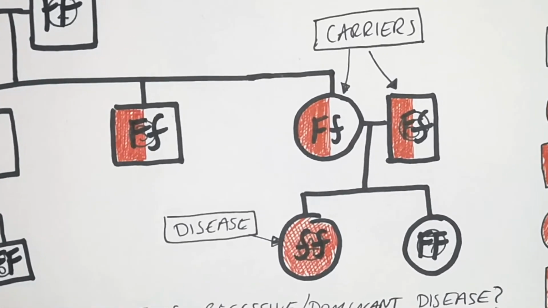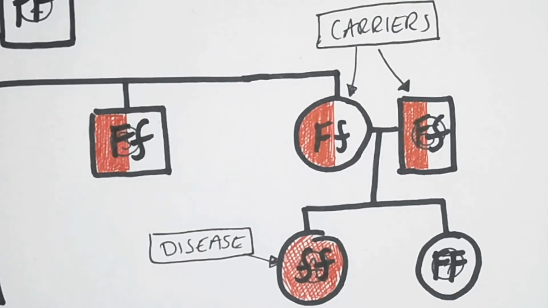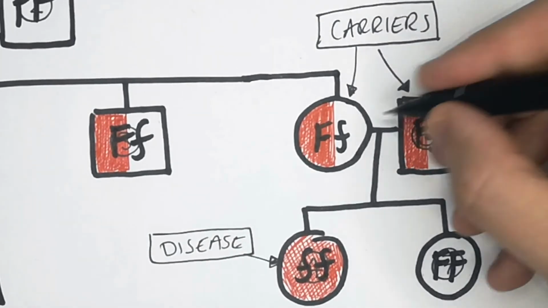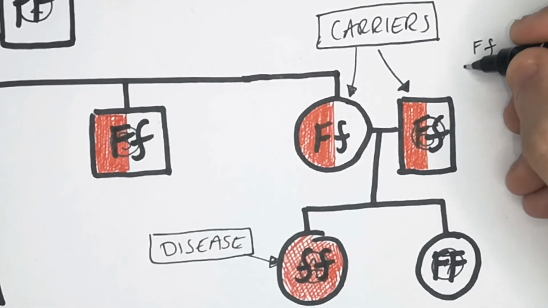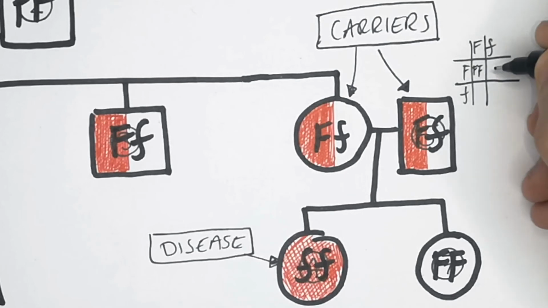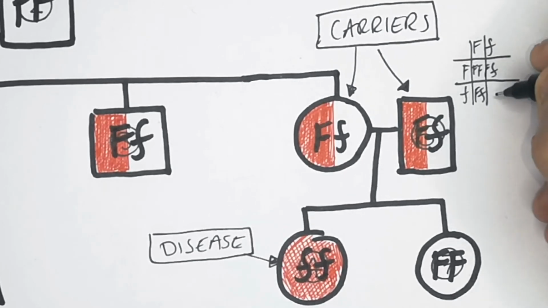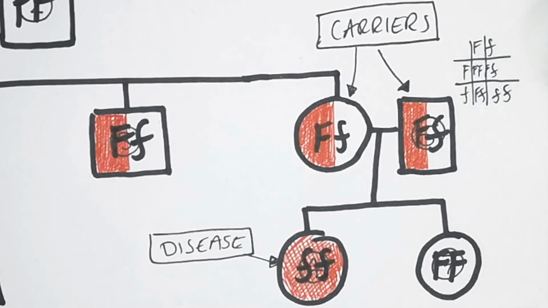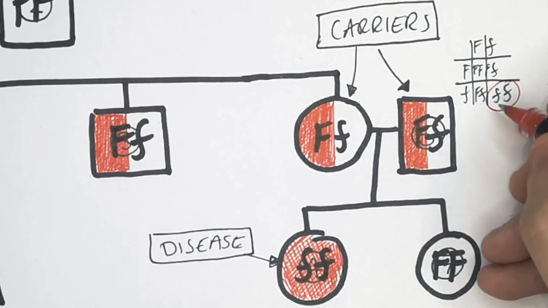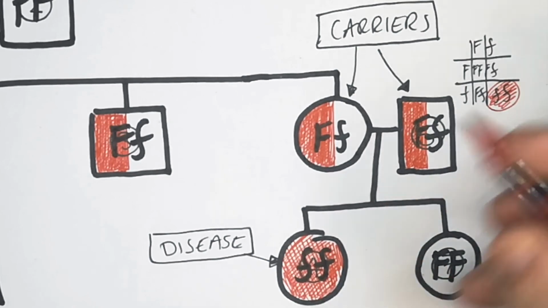So to draw the Punnett square, the inheritance of the disease by person 4 and 5, you must do big F, little f, cross with big F, little f. That will give you big F, big F, big F, little f, big F, little f, and little f, little f. That will give you a chance of inheriting the disease at 1 in 4 or 25%.